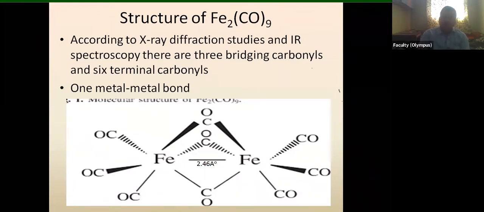So the structure of this compound, diiron nonacarbonyl, can be written as this one: 1, 2, and 3. These are acting as a bridge between two Fe atoms. And 1, 2, 3, 4, 5, 6. These six carbonyls are the terminal carbonyls. These three are bridging carbonyls. And the Fe-Fe distance is 2.46 angstrom. It is determined by X-ray diffraction and IR spectroscopy studies.